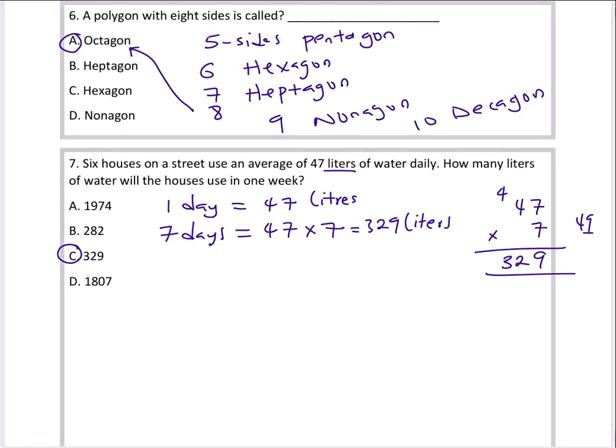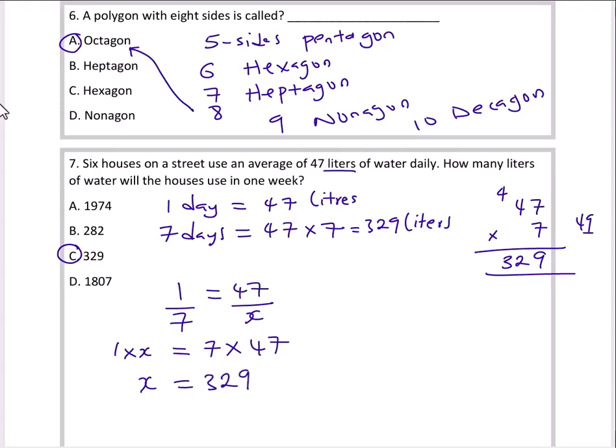If you don't like this method, let's try using algebra to solve this. In 1 day they are using 47 liters. So we can say that in 7 days, so this is 1 over 7, how many liters are they using? I'm using x as my variable. To solve for this variable, we cross multiply. That becomes 1 multiplied by x is equal to 7 times 47. 1 times x is just x, and 7 times 47, we've already done it here, that's 329, and it's in liters. So you see, any method works fine.